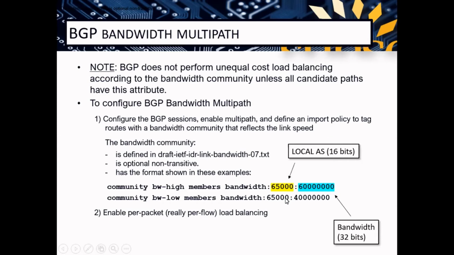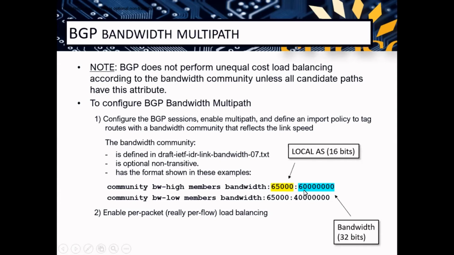So you are going to configure a policy, apply that policy in the import direction. So the routes that you received from your peers, from your neighbors, are going to be tagged with these communities. And once you have that, and again, you have ECMP enabled, you have multipath enabled, the router will take into account this bandwidth to distribute the traffic.